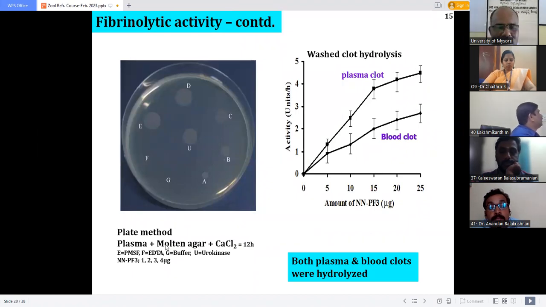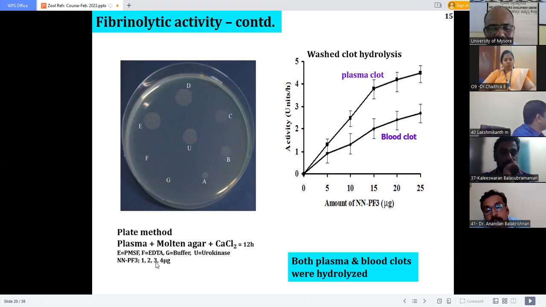What we did was we made the plasma clot along with the agar. The plasma plus molten agar, with calcium chloride used to initiate clot formation. We kept it for 12 hours. We have the gel formation over here. And we used different doses of our protease, with increasing concentration of our protease.